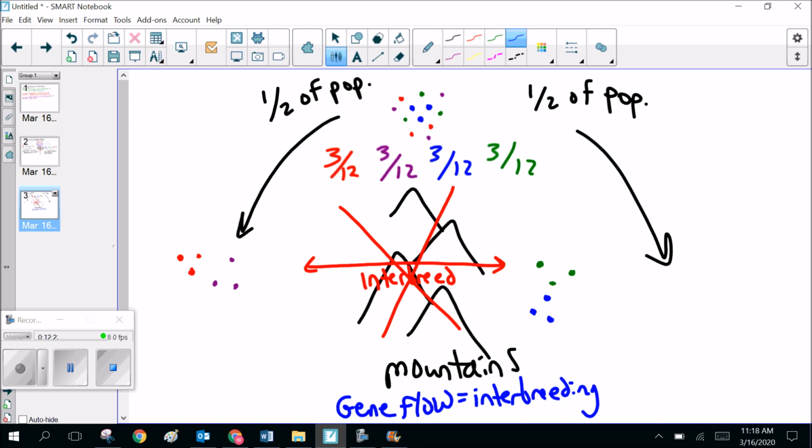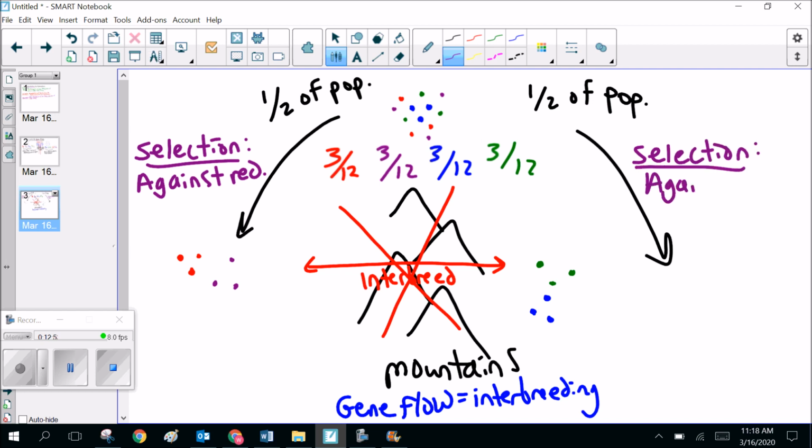So now that we've restricted gene flow, let's imagine that different selective pressures occur on either side. Let's say that over here on the left-hand side, the selection is going to be against red, and over here, the selection event is going to be against blue. So over time, in the next generation, if we have a selection against red, we might have only purple individuals. And down here, if we have the selection event against blue, we might have only green individuals.